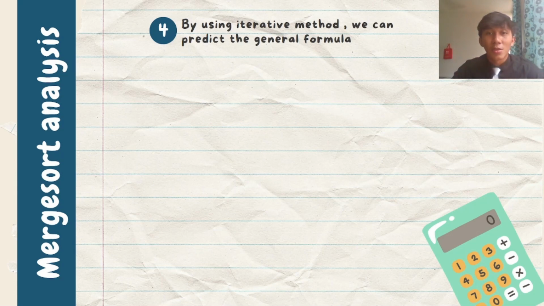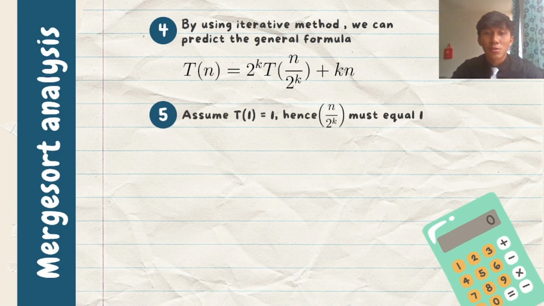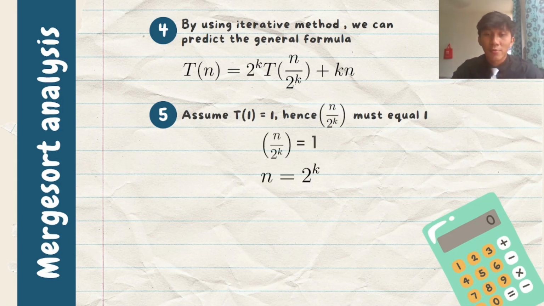For the next step, we can predict the general formula by using an iterative method. And we got T(n) = 2^k T(n/2^k) + kn. Here we assume that T(1) = 1, hence n/2^k must equal 1. And here we must find the value of k, and we got k = log2 n.